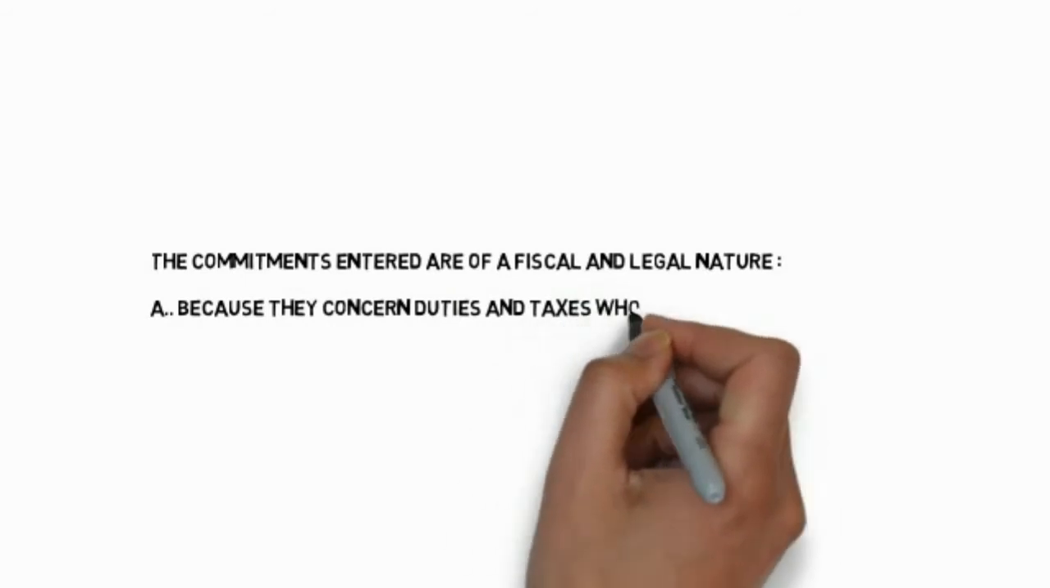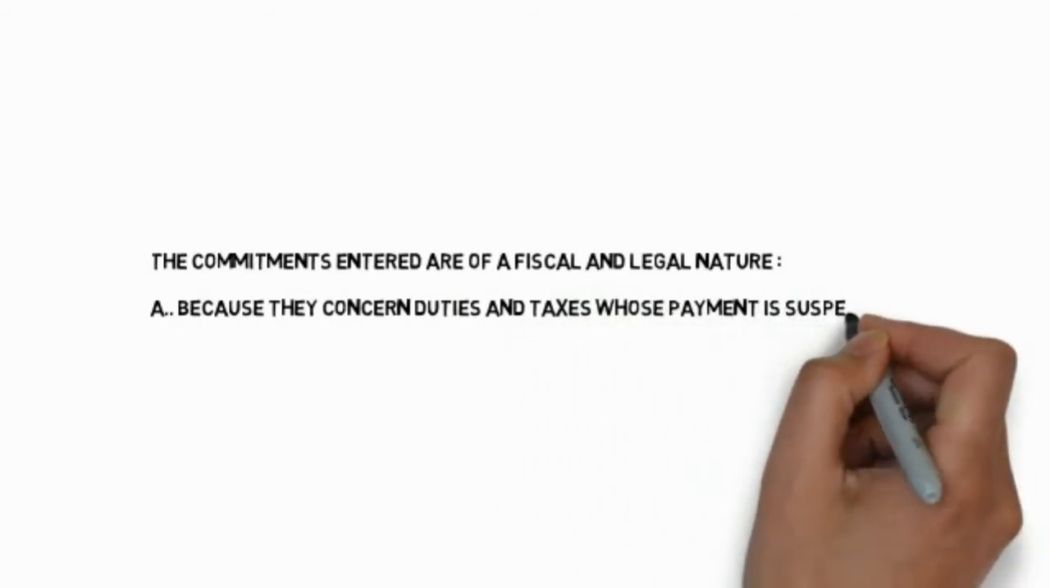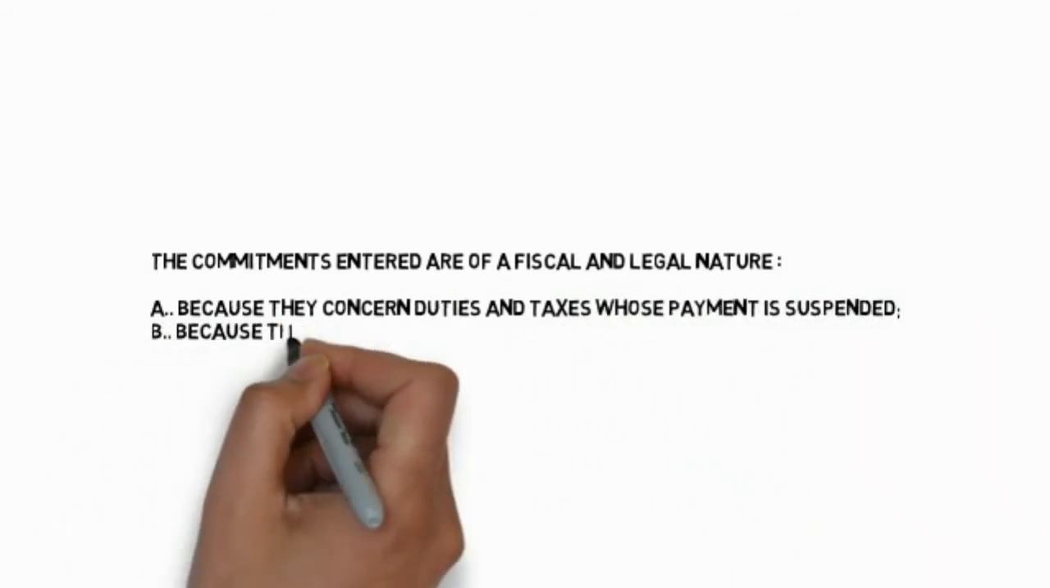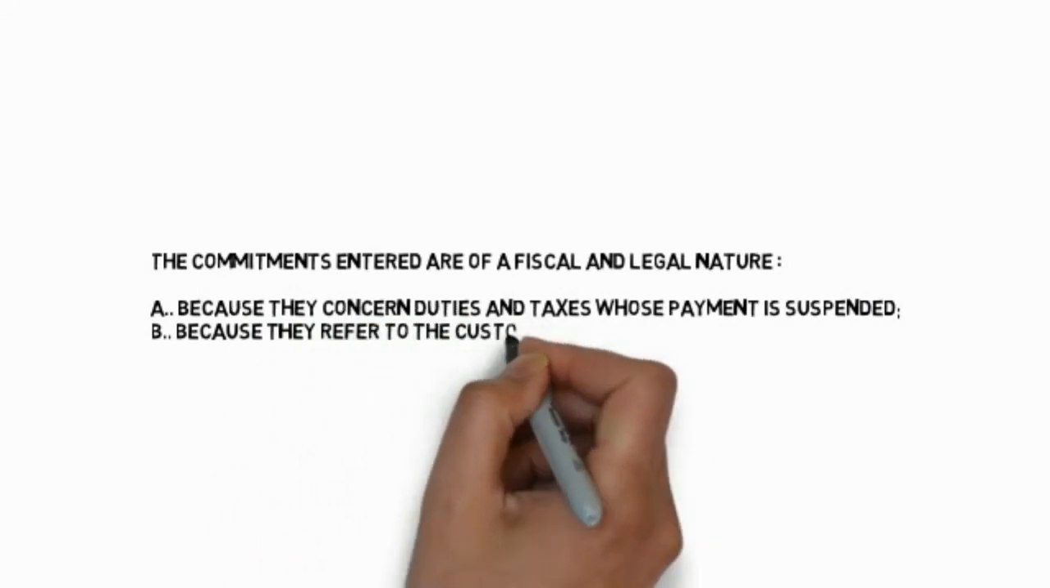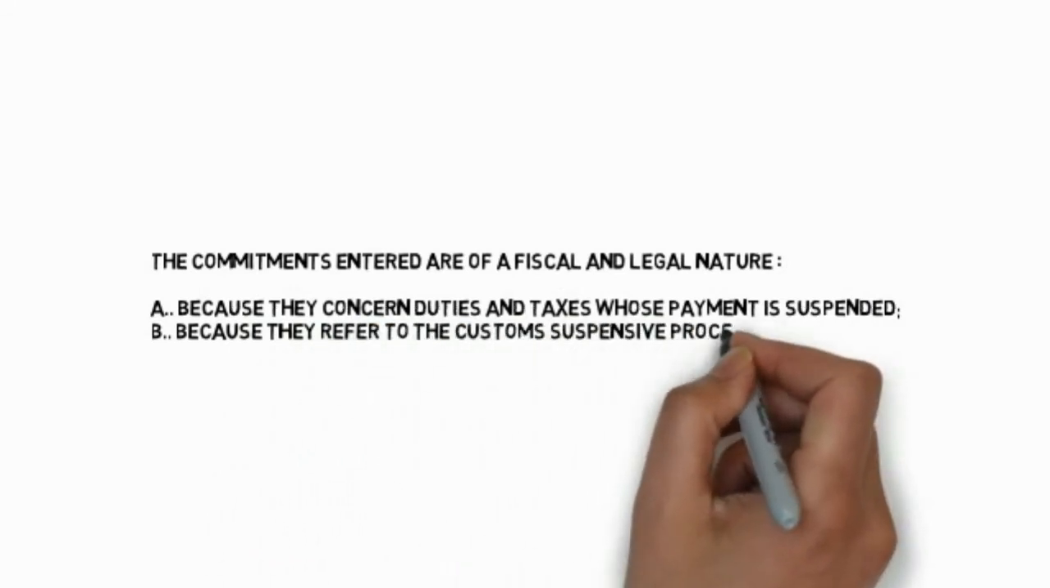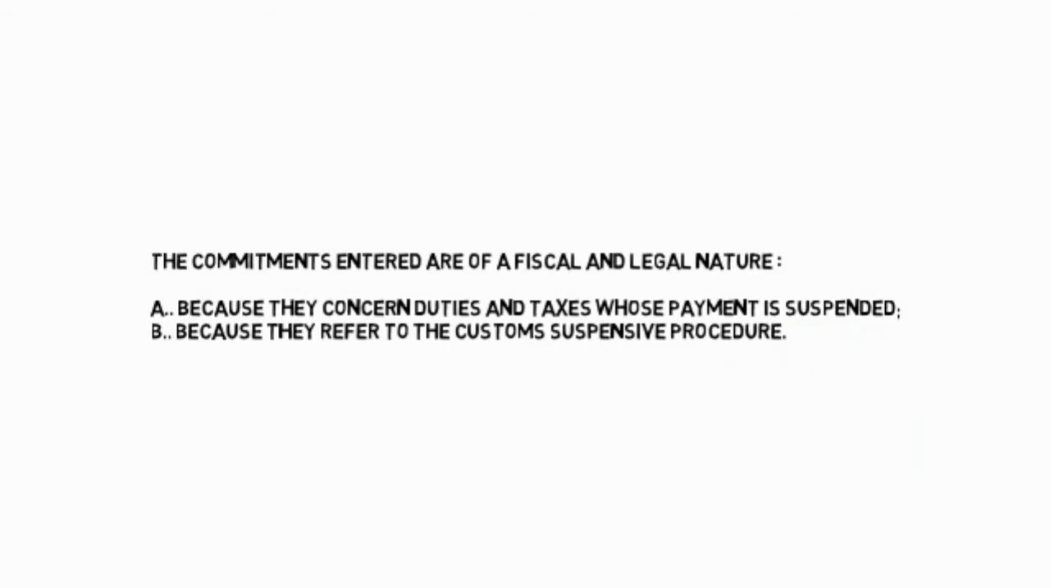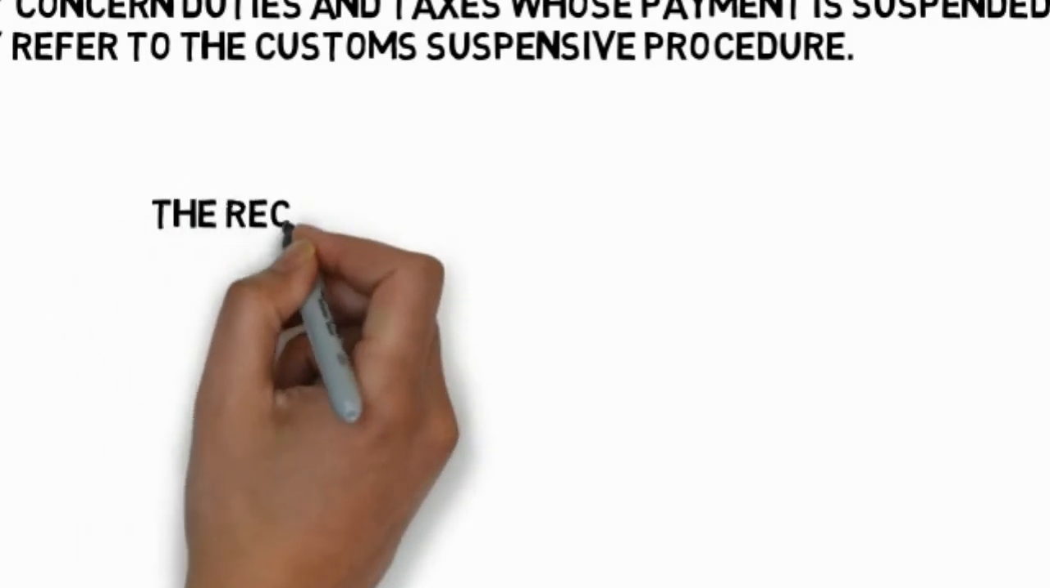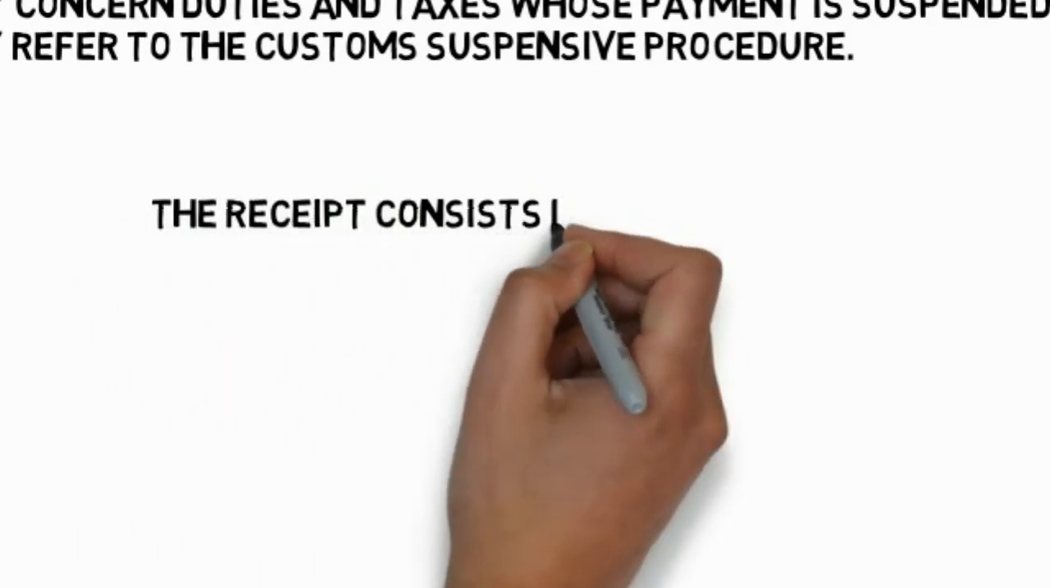A. Because they concern duties and taxes, whose payment is suspended, B. Because they refer to the customs suspensive procedure for which the goods are declared. The acquittal by surety is a public and authentic deed, whose statements are authentic until the registration of a forgery. This receipt consists of 2 separate parts: A.